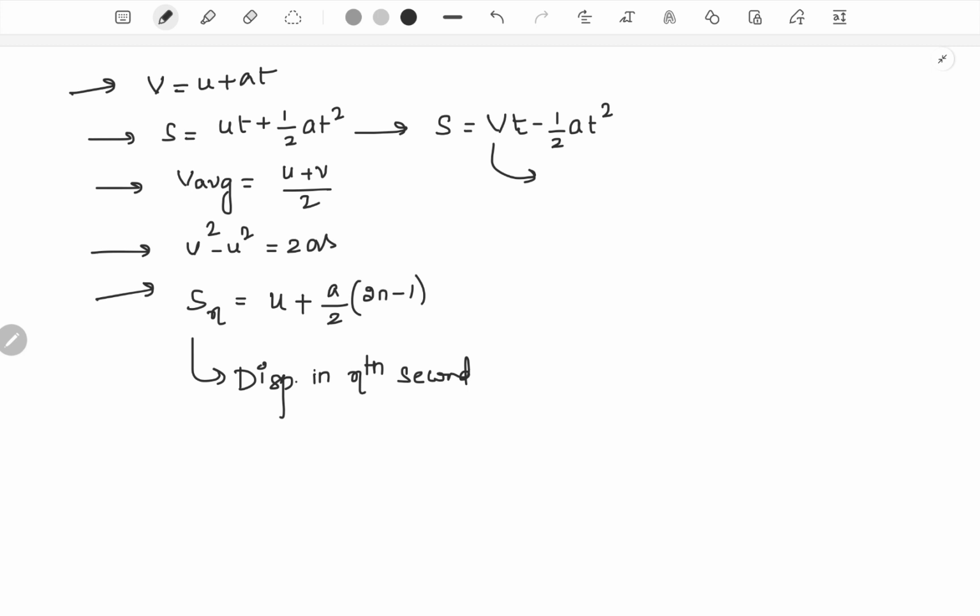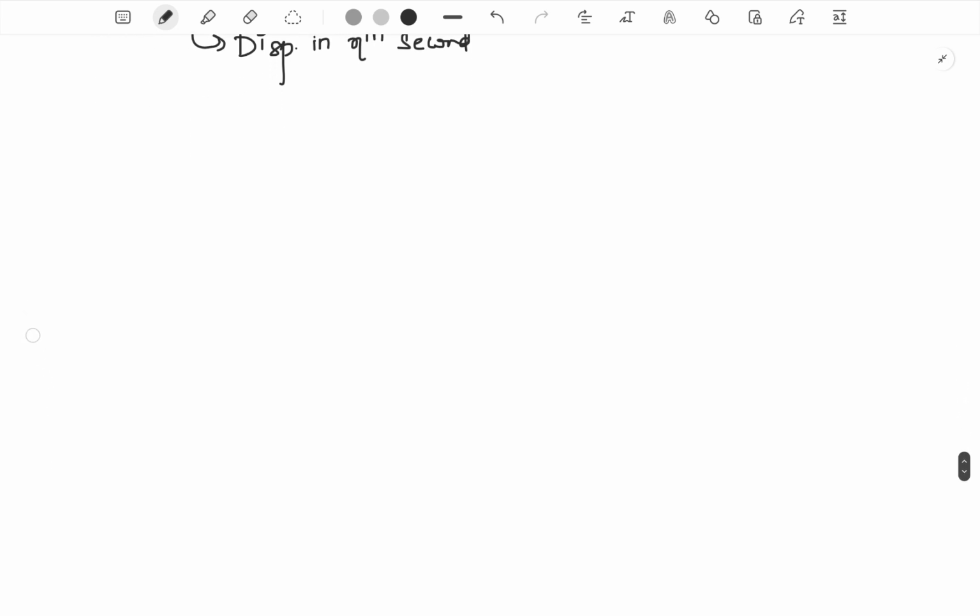Okay, so all these relations that we have written now are only valid if the body is moving with a uniform acceleration, or it is said to be accelerated uniformly. Okay, now let us try to draw the displacement time graph, velocity time graph, and acceleration time graph for a body moving under uniform acceleration. Okay, now let's continue. Let's try to draw the graph.